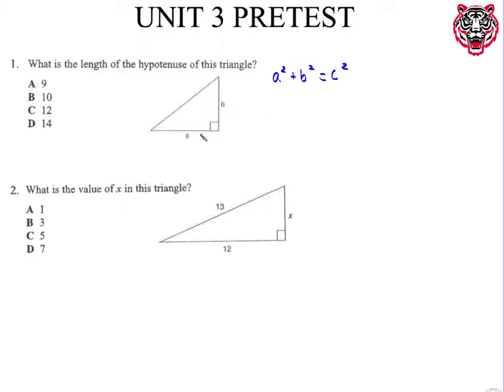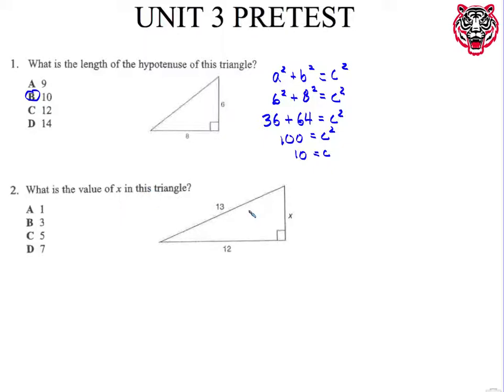All right, I know my a and b. My a and b are 6 and 8. So it's 6 squared plus 8 squared. And I don't know c. I'll leave that c squared. All right, 6 squared, shout it out. 36. So 36 plus 8 squared, shout it out. 64 is equal to c squared. 36 plus 64 is 100. Therefore, c is equal to 10. Answer is B.